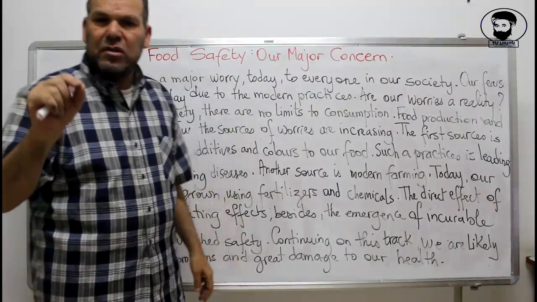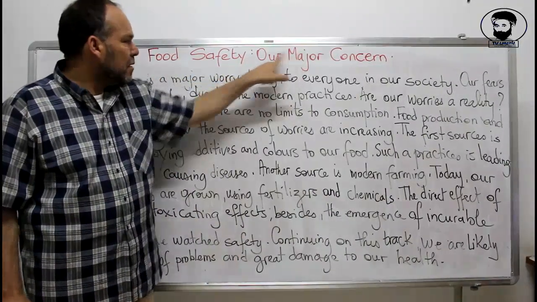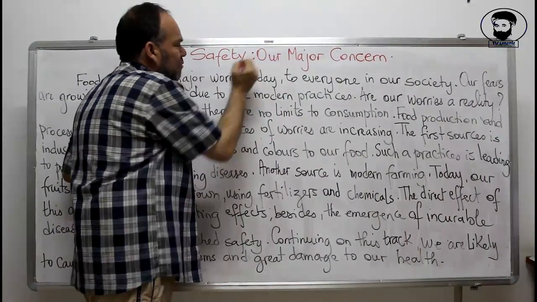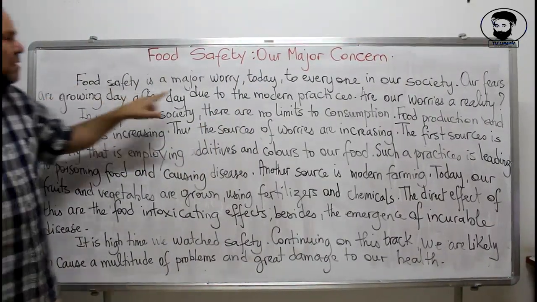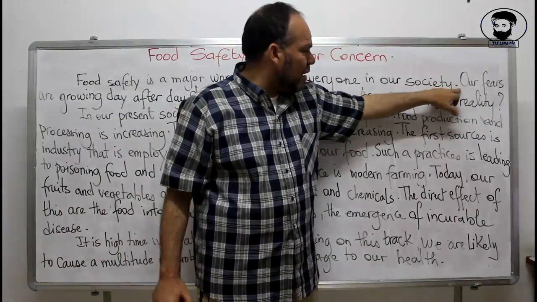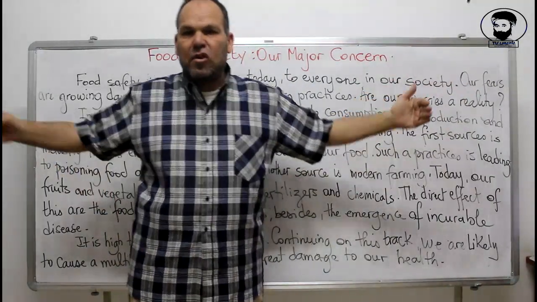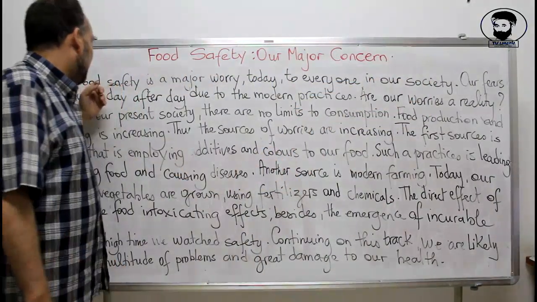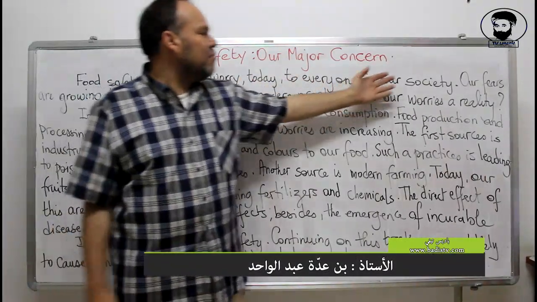Again, the teachers need to correct your paragraph. We'll look at the use of the capital letters, the use, for example, of the punctuation. So we will look at, for example, the capital letter at the beginning of the sentence, the commas separating. Now the sentence finishes with a full stop and another capital letter. So this means that I didn't write a long sentence, but a good sentence. So food safety is a major worry today, because we're in present time, to everyone in our society.